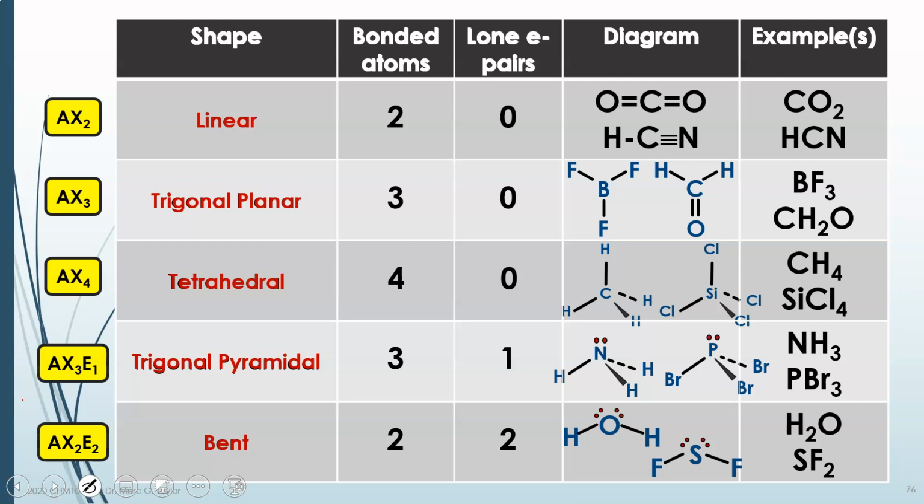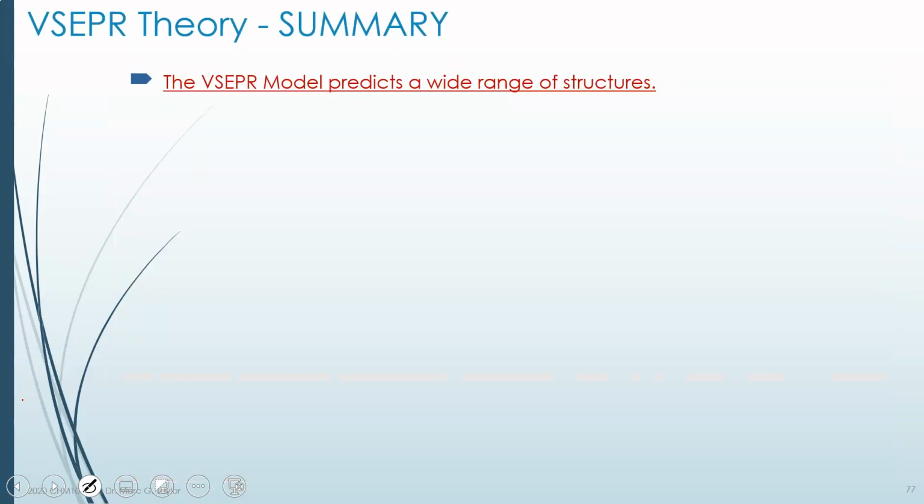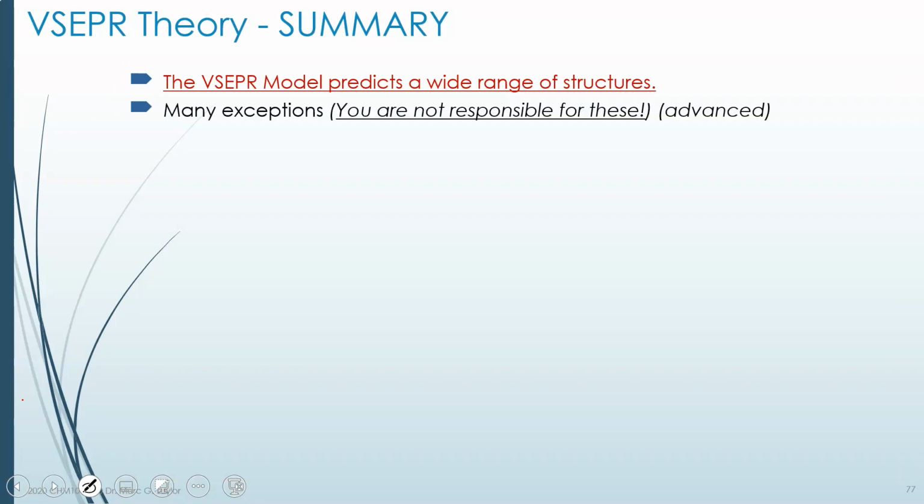It will typically form two bonds. Though sulfur has a lot of other variants, it's bigger, so it can even make six bonds in other molecules, but in this case, it has 2 bonds to fluorines and 2 lone pairs, so it will also have that bent shape. And in summary, VSEPR can predict a wide range of structures of covalent molecules.